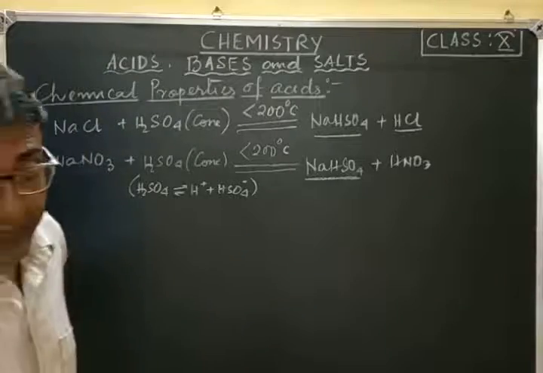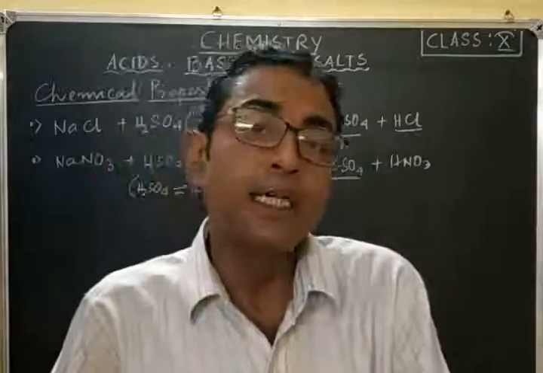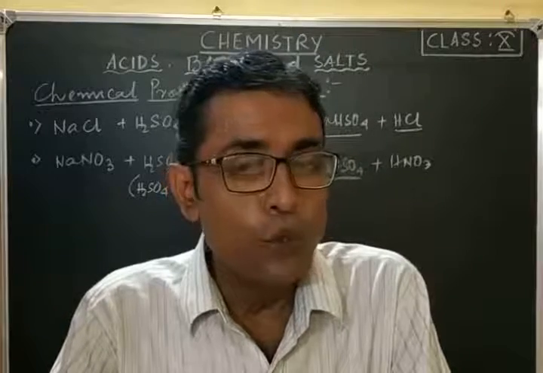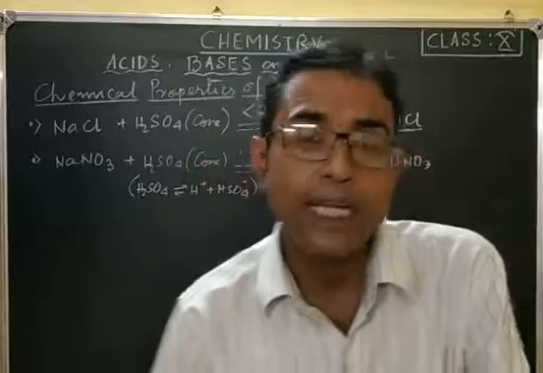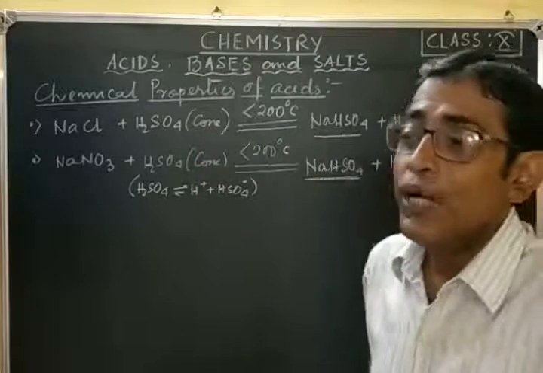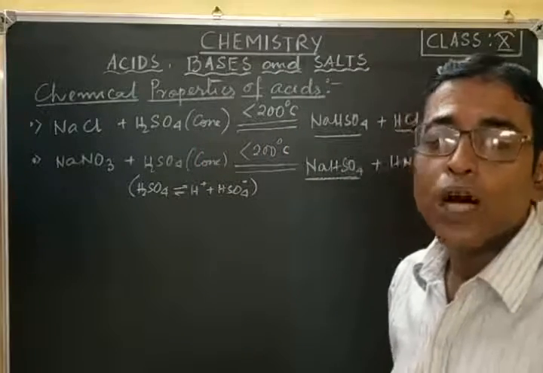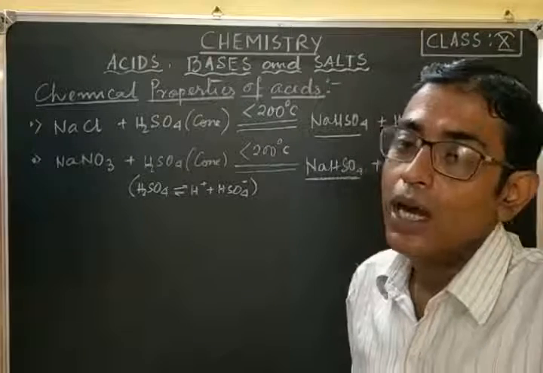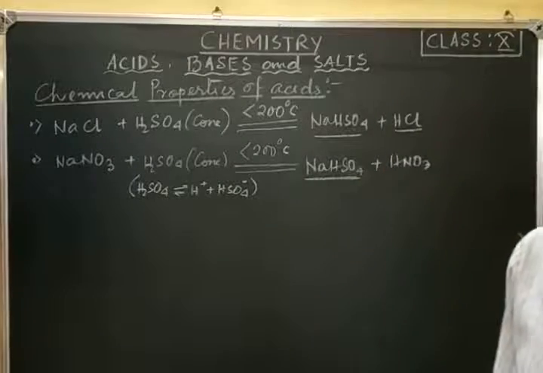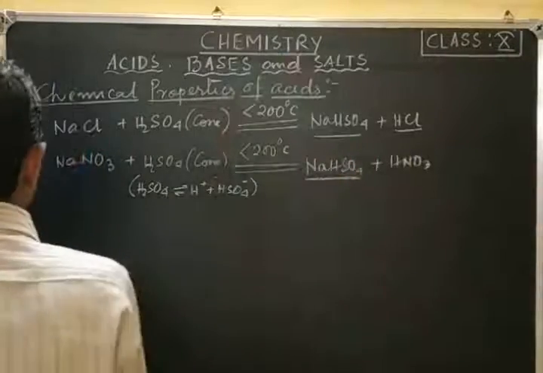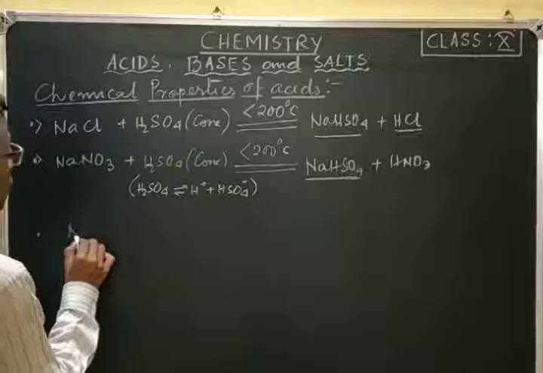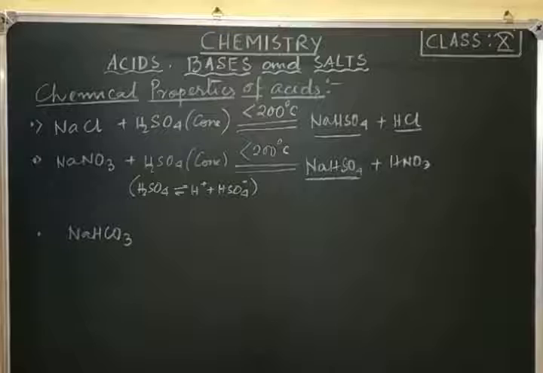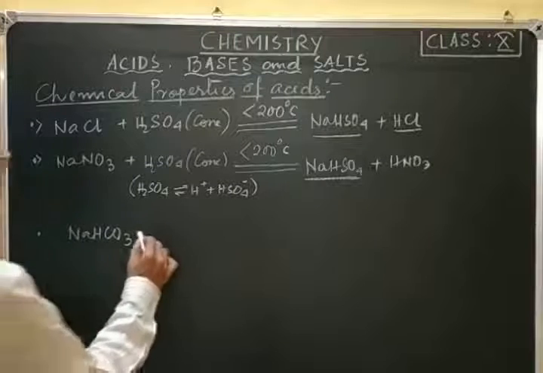Now when an acid reacts with carbonate and bicarbonate salts, other than the salt, they will produce water and carbon dioxide. Again, I am repeating myself: when acids react with carbonate or bicarbonate salts, they produce carbon dioxide and water. So see these examples. I am taking sodium bicarbonate, NaHCO3, when it reacts with sulfuric acid.